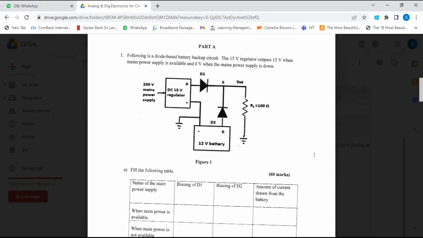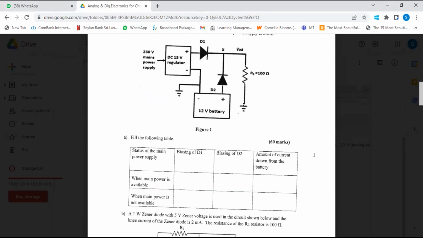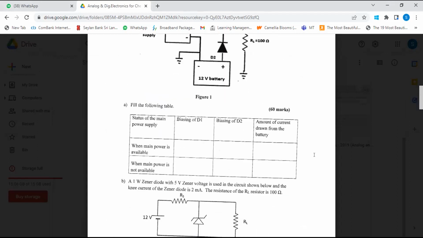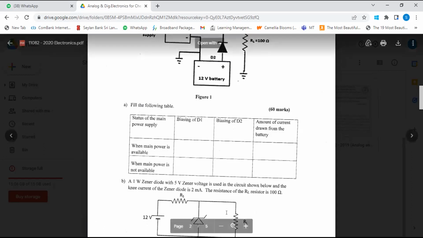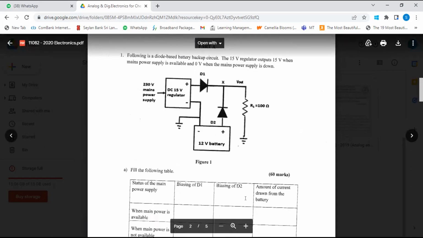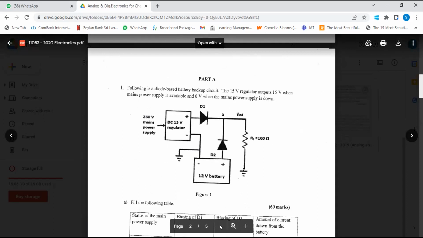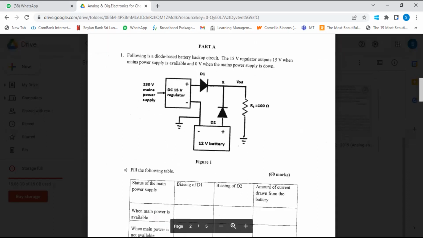Fill the following table. Can you go up a little, go down, yeah, wait. When main power is available, biasing of D1, biasing of D2, amount of current drawn from the battery. When main power is not available, and when main power is available. Can you keep both the table and the diagram on the screen?